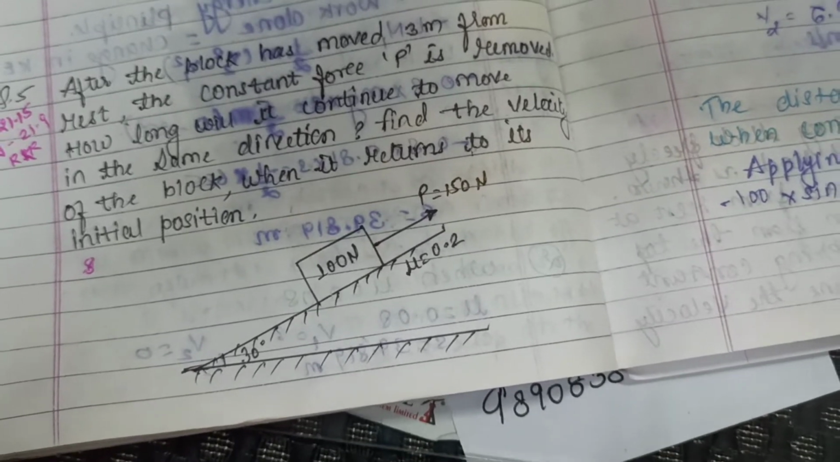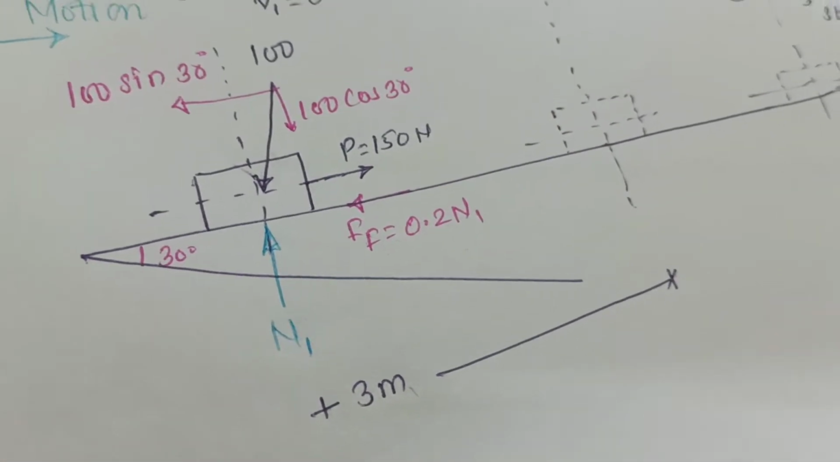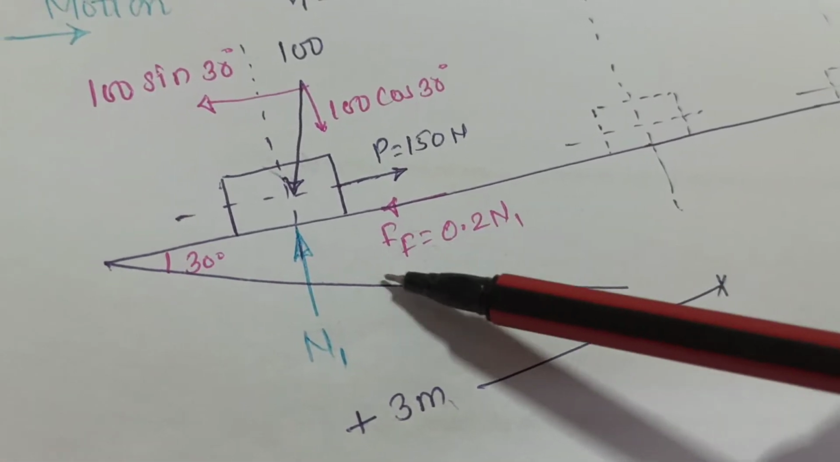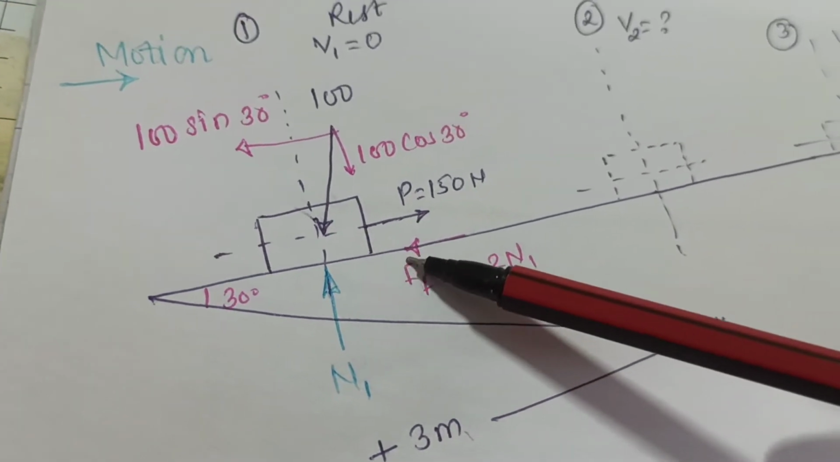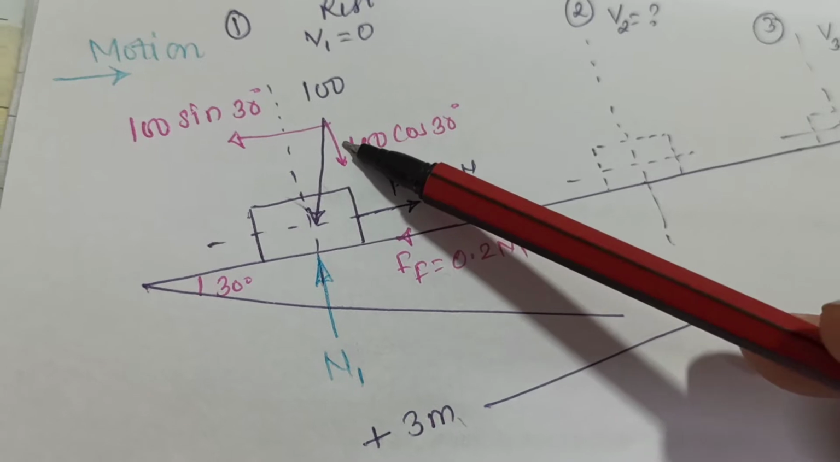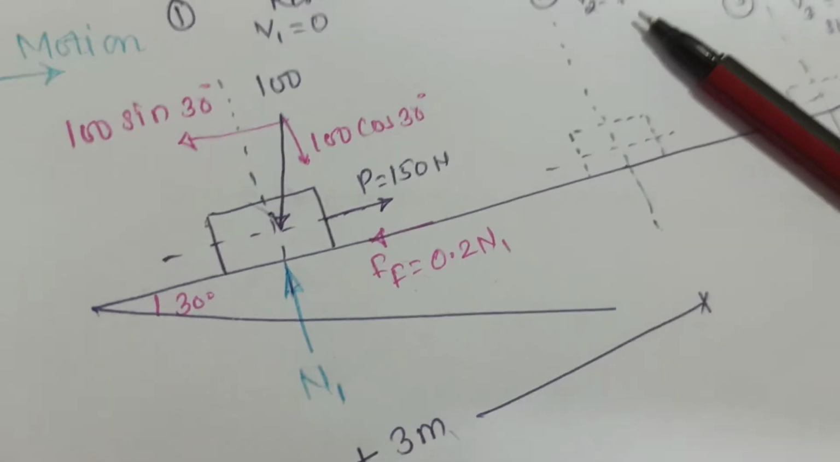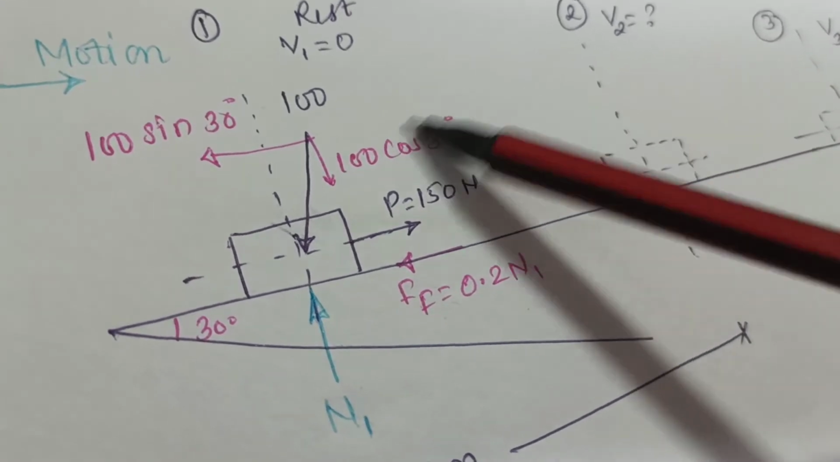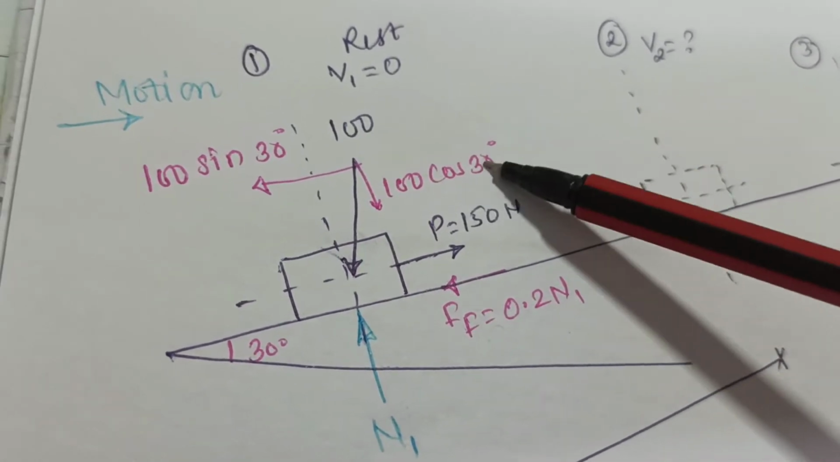So let us first draw the free body diagram of this figure. If you see here, this is the free body diagram of the given figure. There is an inclined plane at an angle of 30 degrees. This is the block. It is subjected to a force P equal to 150 newtons. This is the weight of 100 newtons which is acting, and we have resolved the weight 100 into its two components, 100 sin 30 and 100 cos 30.